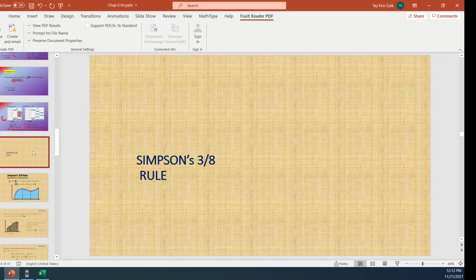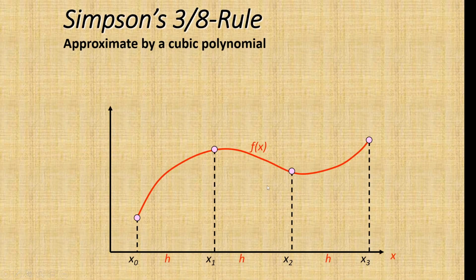So, Simpson 3/8. Compared to the trapezoidal rule's basic 1 segment and Simpson 1/3's basic 2 segments, Simpson 3/8's basic form must have 1, 2, 3 segments. These 3 segments will later be denoted as A1.